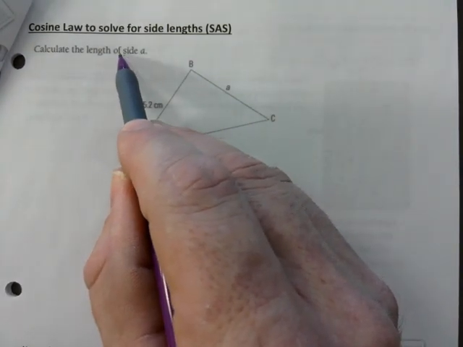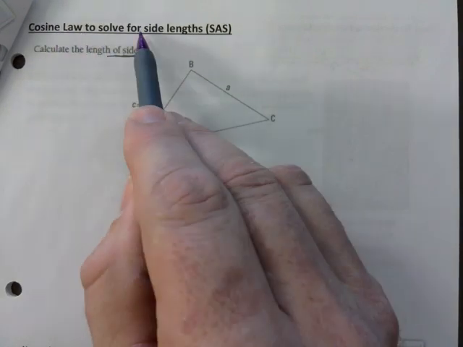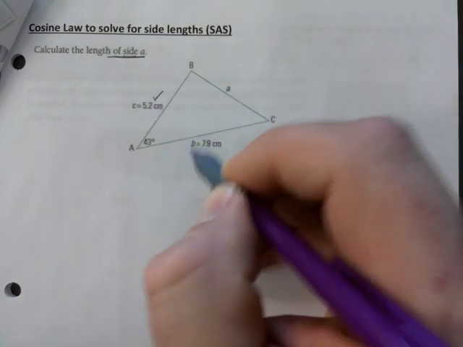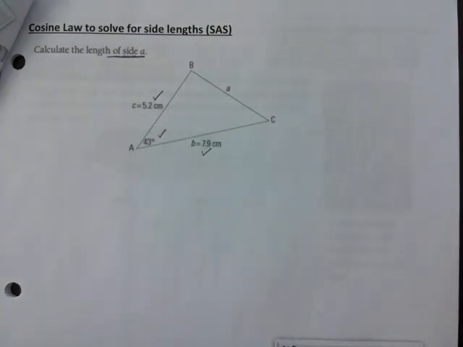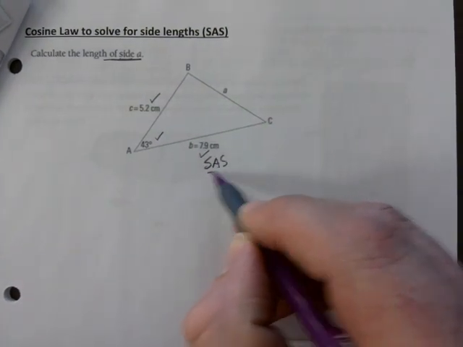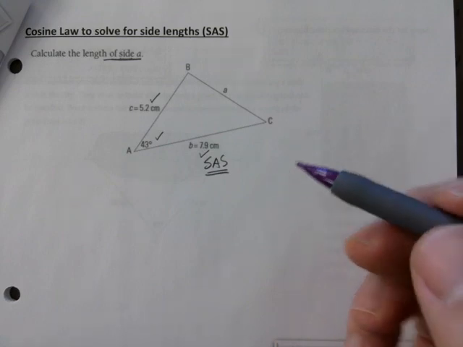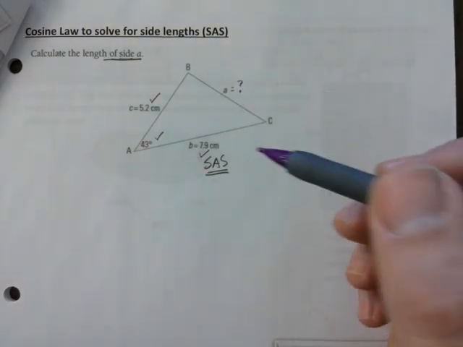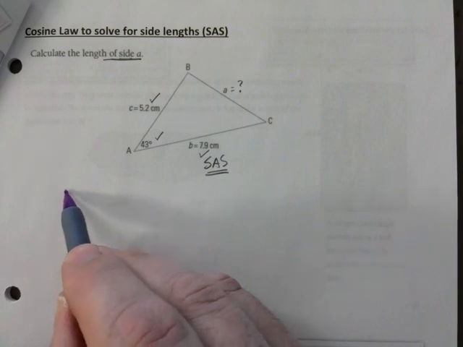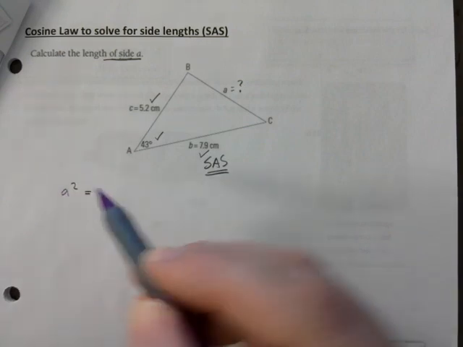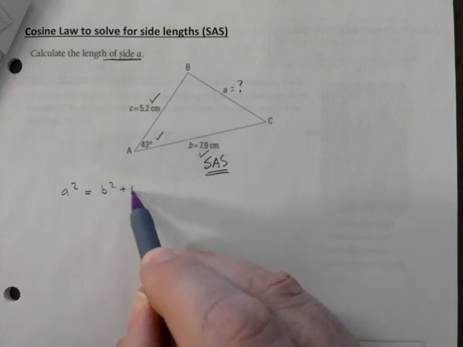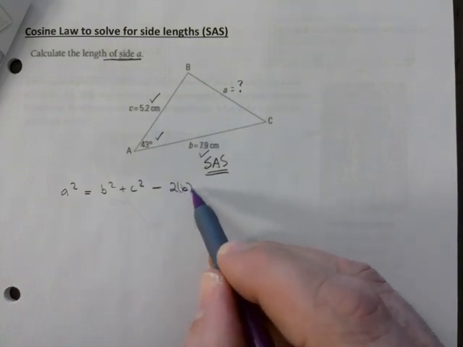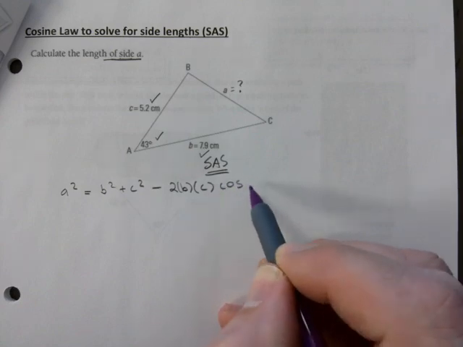So calculate the length of side A. So we're going to use cosine law to solve for side lengths. Okay, so here we go. You've got the side, you've got another side, and you've got an angle in between. This is what I would call SAS. Okay, so automatically you would say, okay, this is the side that I'm wondering about. So let's write out our formula first and foremost. A squared is equal to B squared plus C squared minus 2 times B times C times cosine of angle A.